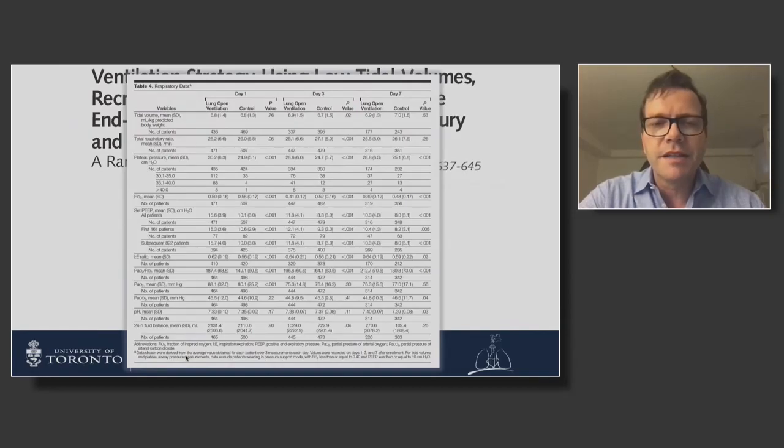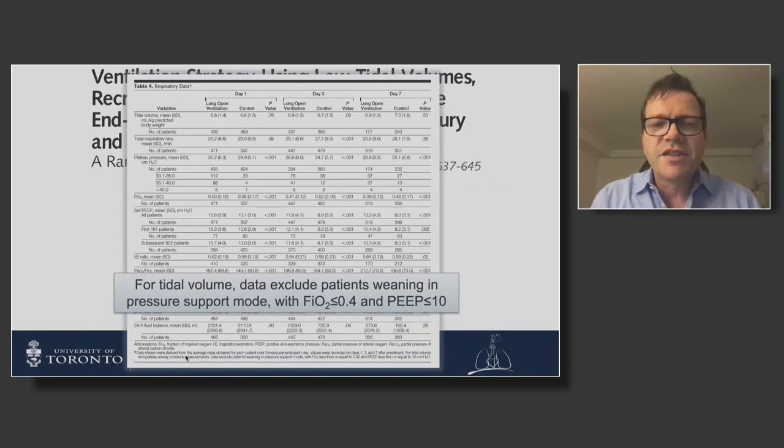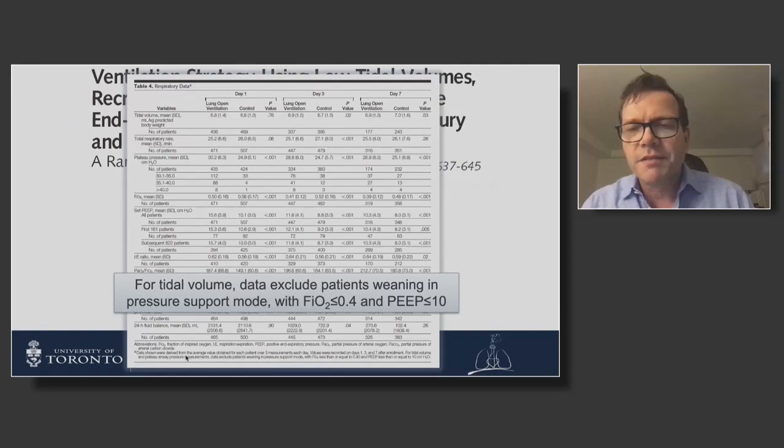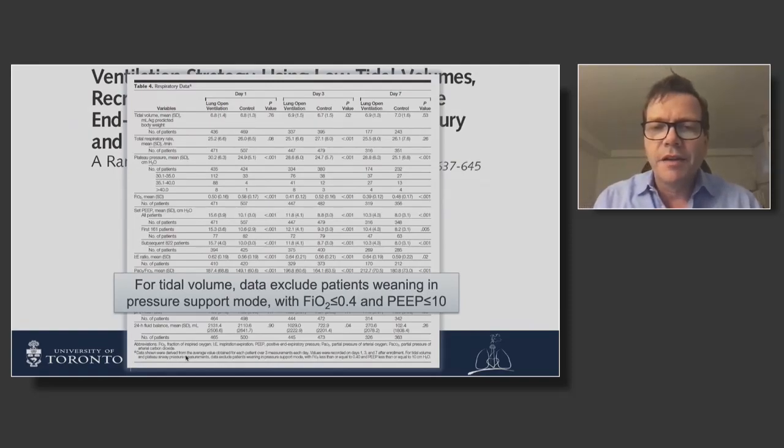all the different ventilator settings every day, down here in the fine print it says, oh, as soon as the patients got into the weaning phase, where their PEEP was relatively low, less than or equal to 10, and their oxygen levels were less than or equal to 40%, they could be on pressure support mode, and we didn't care what their tidal volumes were. So that tells us empirically that at least when patients are getting better and their lungs are not as injured, it seems that we don't have to fuss as much about worrying.